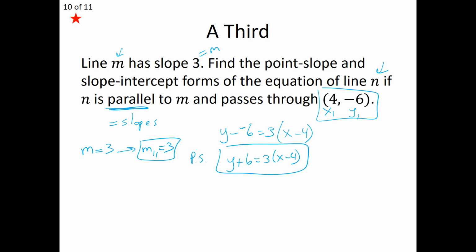Let's turn that into our slope intercept form by simply solving for y. So we get y plus 6 equals, distribute that 3 through, 3x minus 12, and then we subtract 6 on both sides. We get y is equal to 3x minus 18, and there we have it. We have the equation in slope-intercept form.